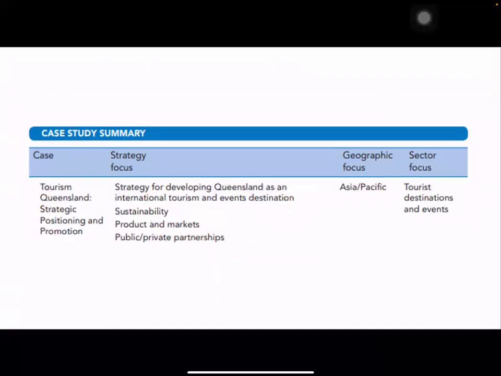Next, we have the Tourism Queensland strategic positioning and promotion. What is the focus of this case? The strategy for developing Queensland as an international tourism and events destination, sustainability, product and markets, public-private partnership. That is the strategy focus. When we talk about the geographic focus, it's more of Asia and the Pacific. And the sector that we're going to focus on is tourist destinations and events.